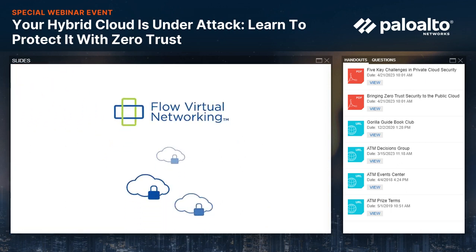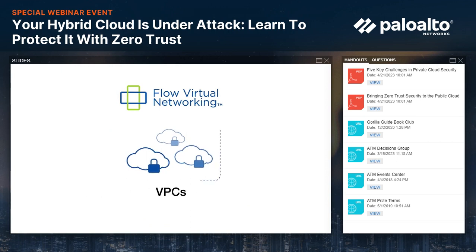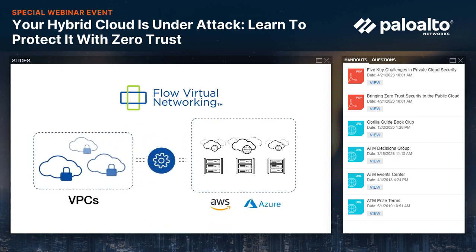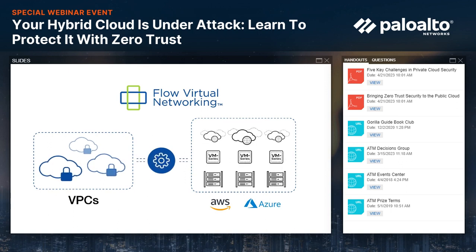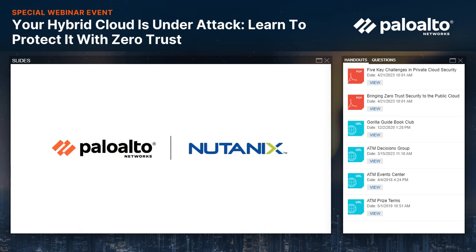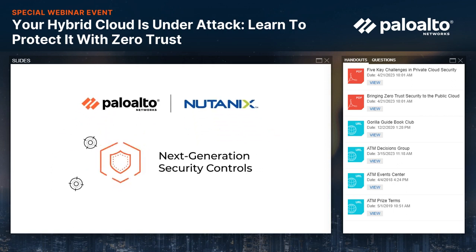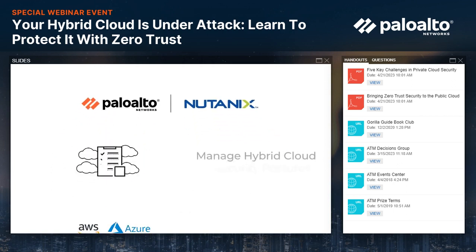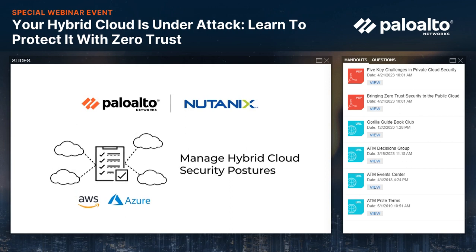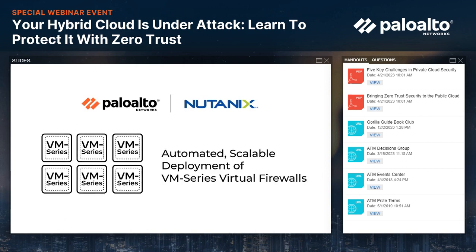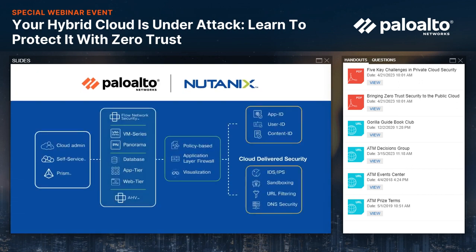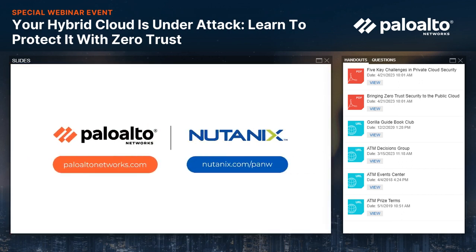Nutanix Flow Virtual Networking uses virtual private clouds, or VPCs, to reduce and unify the manual configuration of hybrid cloud networks, where Palo Alto Networks VM series virtual firewalls are required for highly automated security policies across clouds. Our joint solution offers benefits like next-generation security controls to stop advanced threats, consistent management of hybrid cloud security postures, and automated scalable deployment of VM series virtual firewalls to secure your hybrid cloud using Nutanix and Palo Alto Network solutions for 360-degree network protection. Visit us online to learn more.